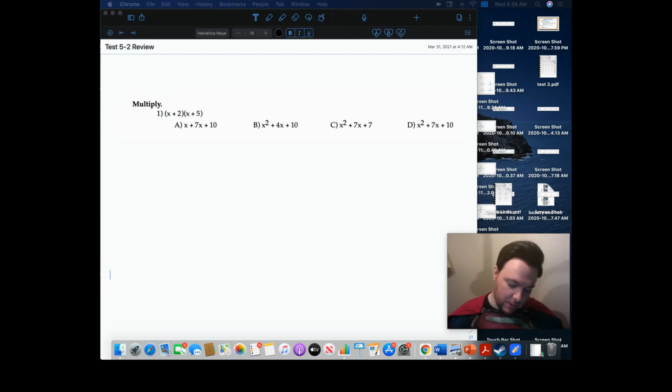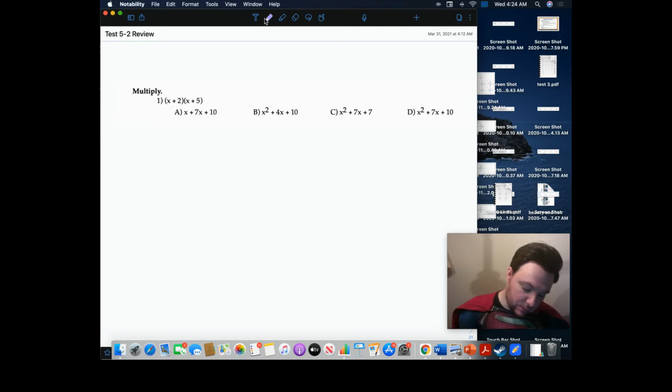Okay, so the first question is multiplying x plus 2 times x plus 5. Remember, there are a couple ways of doing this. I'm going to approach this using foiling. So first, you're going to do x times x, which is x squared.